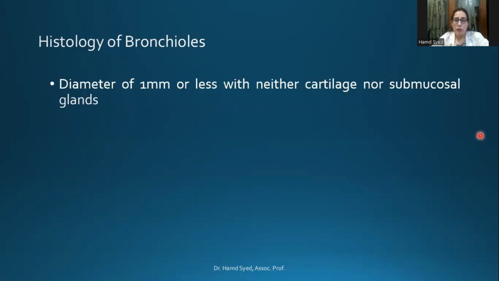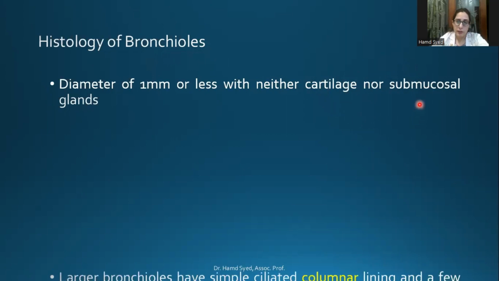When we talk about the histology of bronchioles now in detail, first thing to be considered is, of course, that their diameter is 1 millimeter or less. The other important point, the basic histology of the bronchioles, keep in mind that they do not have cartilage and they do not have submucosal glands. So this is the significant change that has taken place within the bronchioles. Both these components were present in the bronchi and in the trachea.